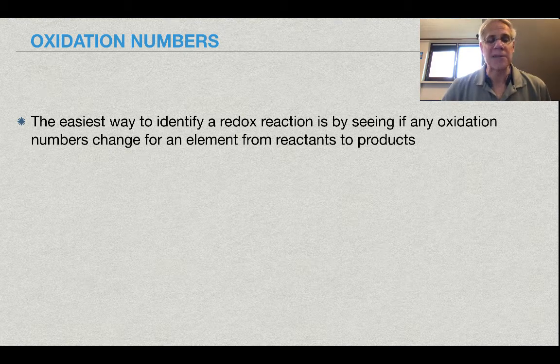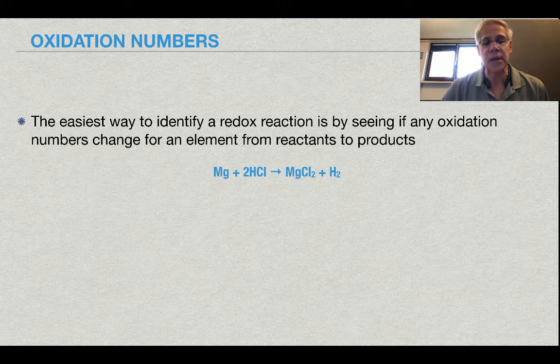So let's talk about oxidation numbers. Probably one of the most important concepts when doing electrochemistry. Assigning oxidation numbers to each element within a redox reaction helps us identify that we have a redox reaction, and it also tells us what's happening to each element as we go from reactants to products. So let's look at an example here.